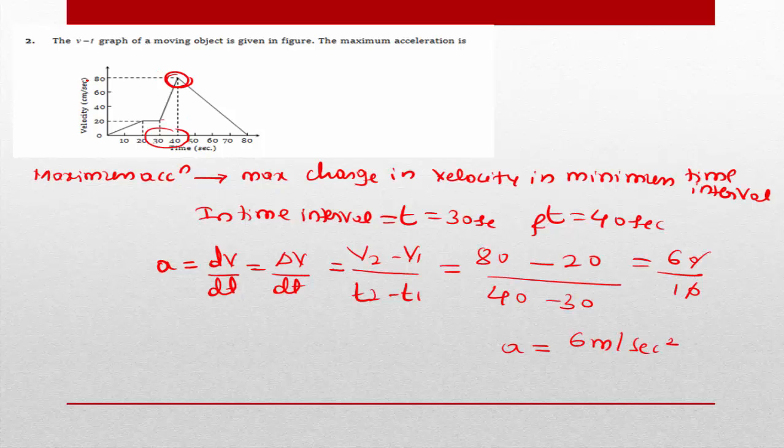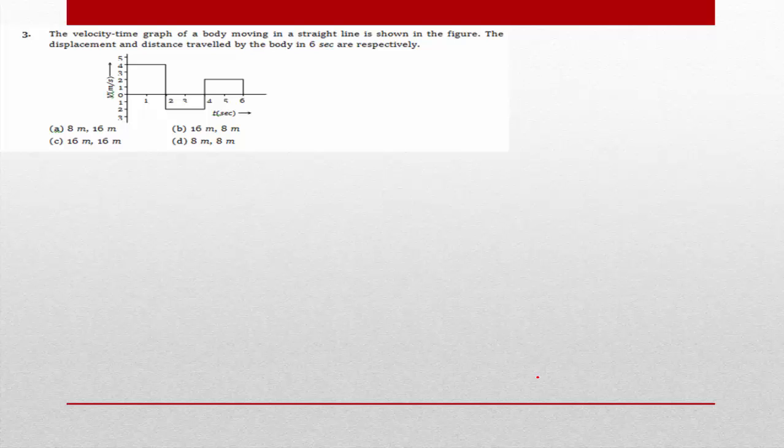Or, here the velocity value is given in terms of centimeter. That's why I write here A is equal to 6 centimeter per second square. This is the maximum acceleration. Now we will move to the third problem.